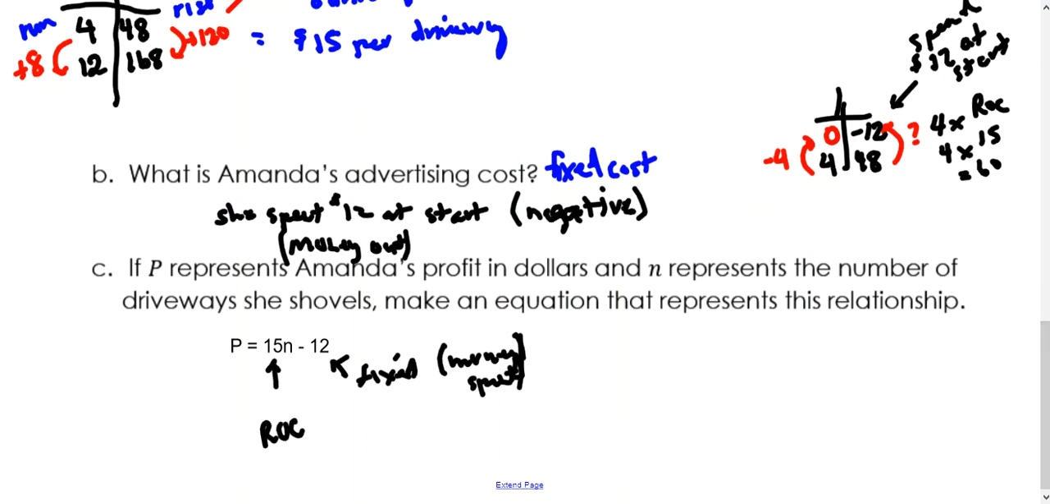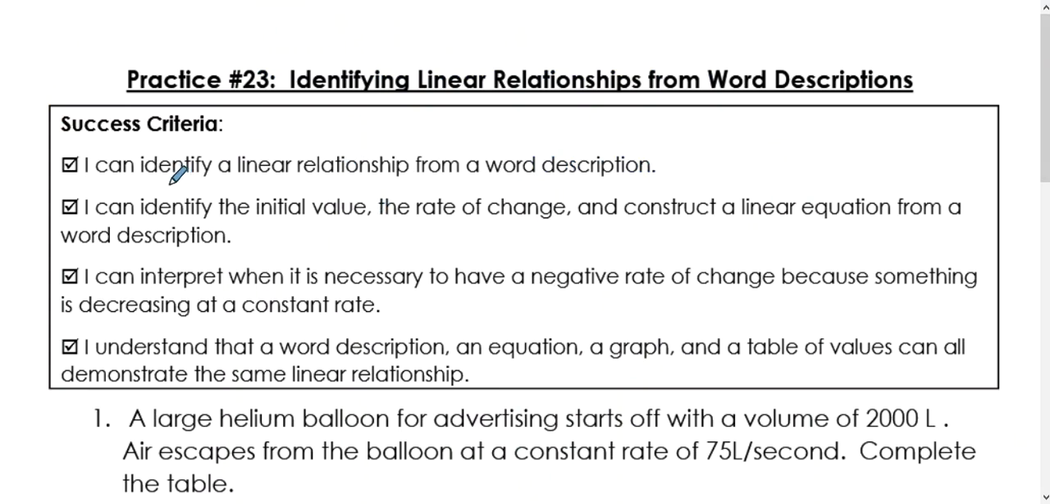So the big ideas here is, I can identify a linear relationship from a word description. Check. I can identify the initial value, the rate of change, and construct a linear equation from that description. I can interpret when it's necessary to have a negative rate of change. So negative rate of change is when it's decreasing in value somehow, because it's decreasing at a constant rate of change. Would have been helpful if I actually finished reading that sentence.